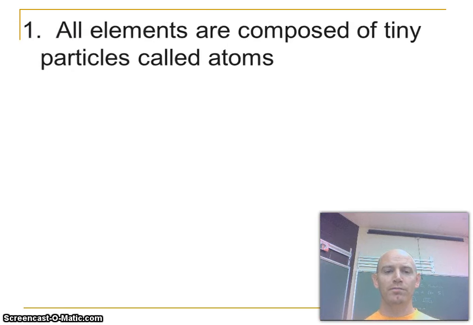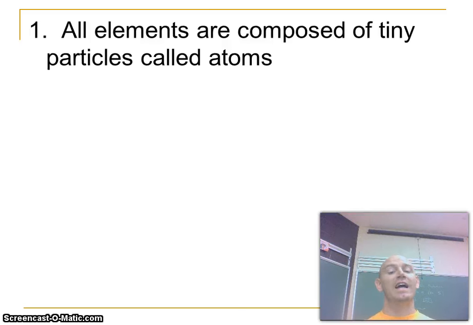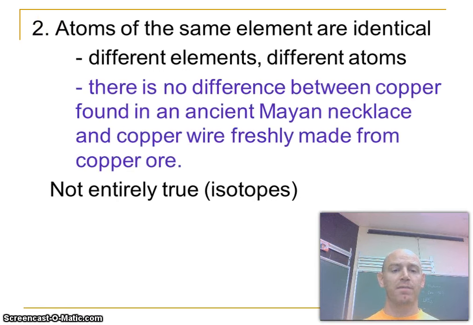Rule 1, all elements are composed of tiny particles called atoms. Seems pretty straightforward. No arguments there. Number 2, atoms of the same element are identical. So if you have 2 copper atoms, they should be exactly alike.